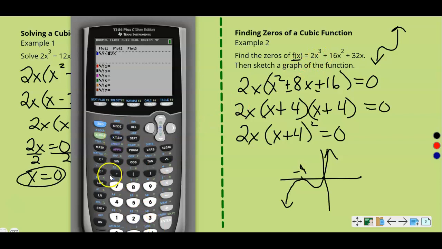So 2x cubed plus 16x squared plus 32x. And then if I hit graph, we want to see that the end behavior is correct. We also see that it touches at -4 and it crosses at 0.